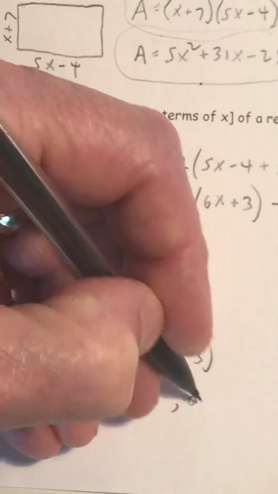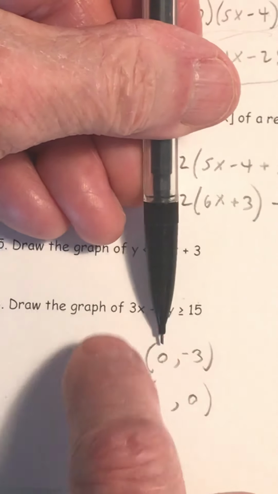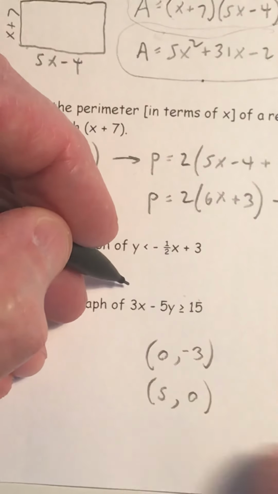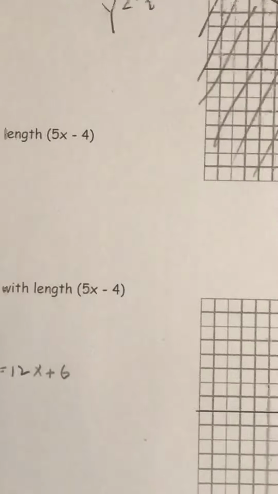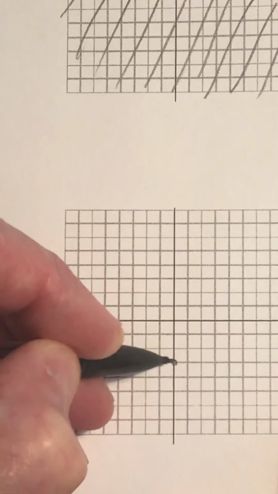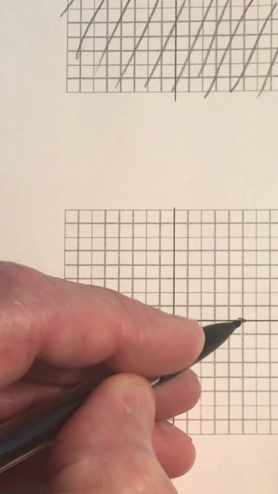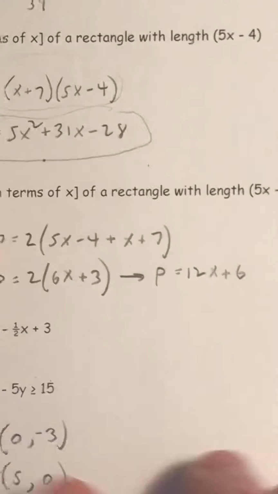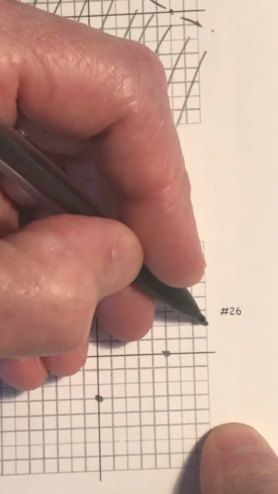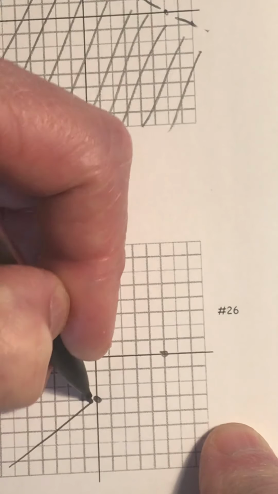Plug in 0 for y, and the y part's gone. 15 divided by 3, positive 5. So there's the y-intercept, there's the x-intercept. 0, negative 3, y-intercept, 5, 0, x-intercept. It says can be equal to, so that means the points on the line are part of the solution, and that means I use a solid line here.